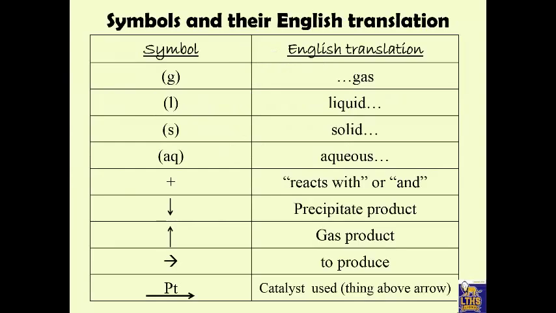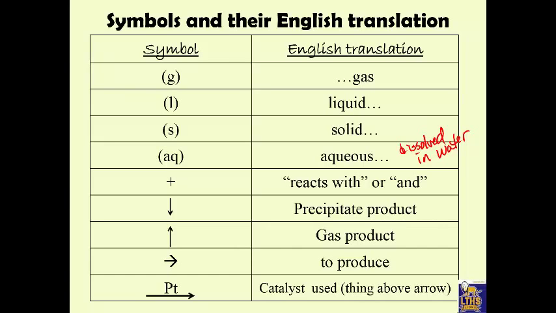All right? Also, in a chemical reaction, there are lots of symbols. So if you see the symbol parentheses g, it's a gas. It comes after a gas. L for liquid, s for solid. aq is for aqueous, which means dissolved in water. Plus sign means reacts with if it's on the left side, the reactant side, or it means and if it's on the product side.